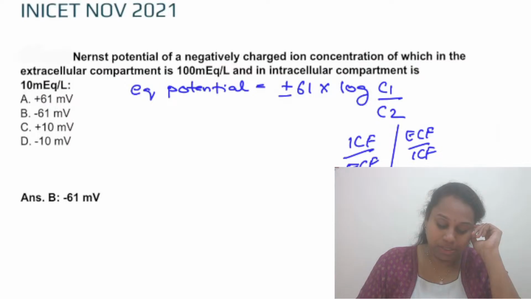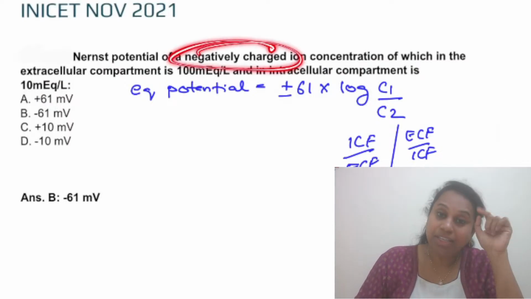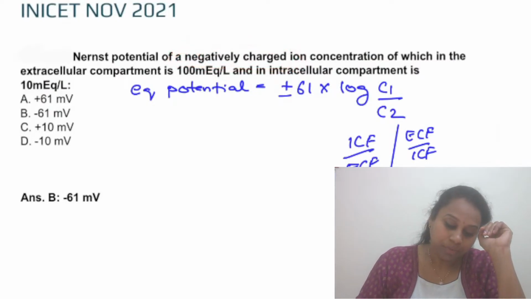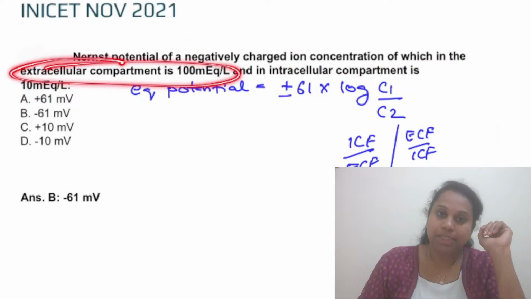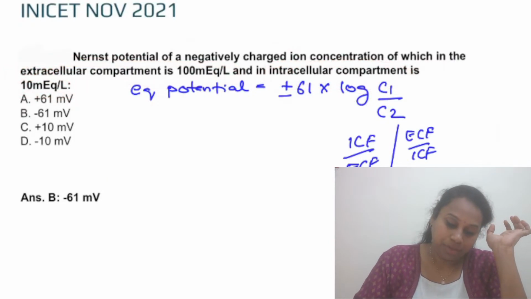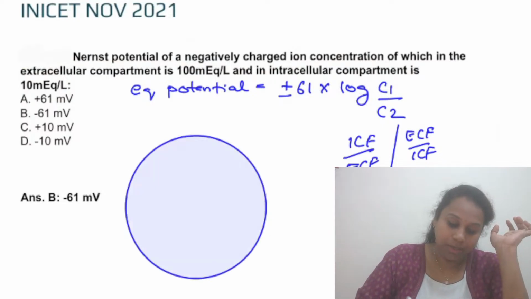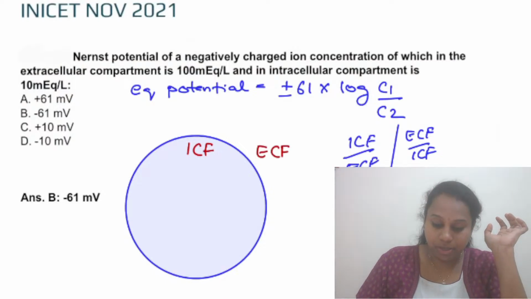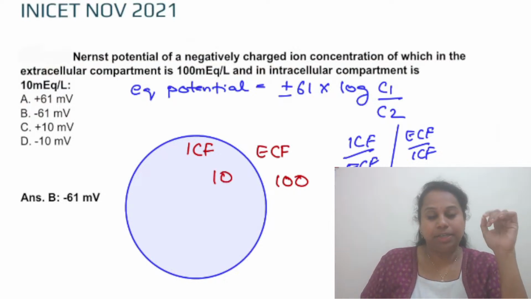So let's do this for this particular question. Nernst potential of a negatively charged ion. So already they have mentioned that it's a negatively charged ion. Extracellular compartment is 100 and intracellular compartment is 10. So this is a cell with its intracellular fluid and extracellular fluid. Extracellular concentration is 100 and intracellular concentration is 10.